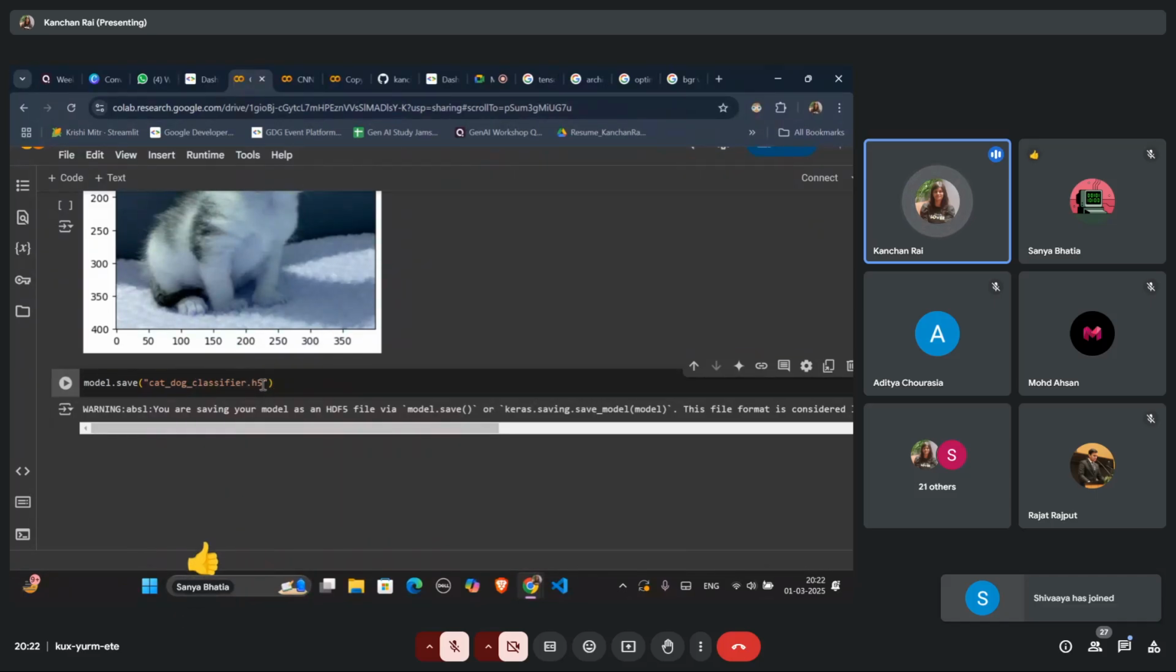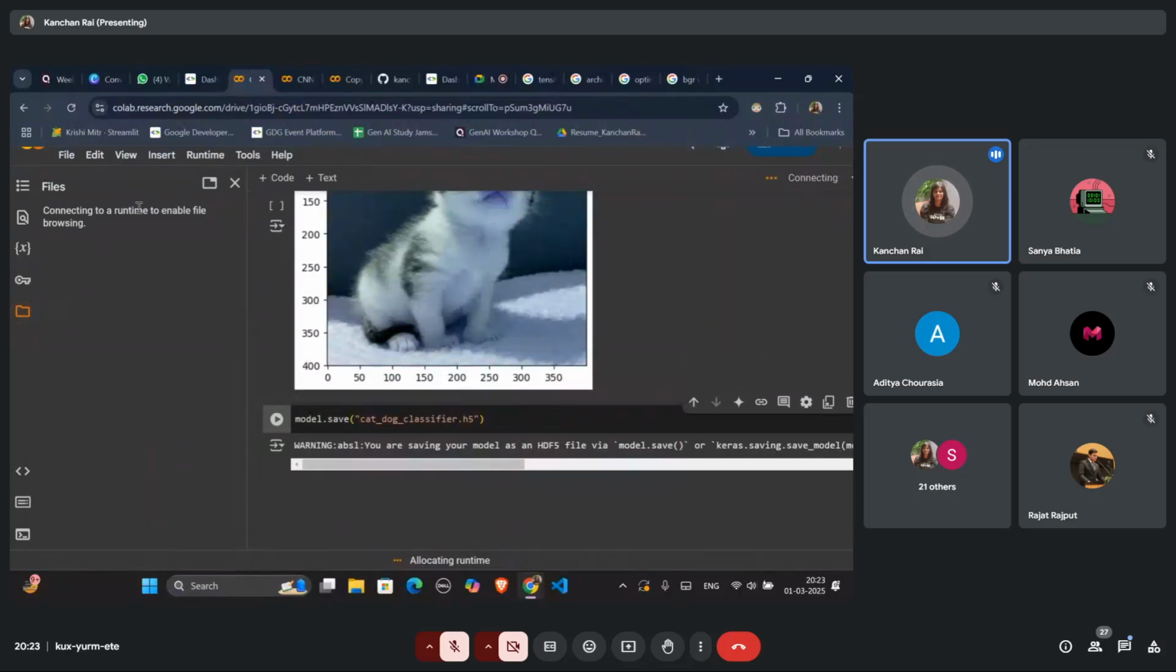cat.classifier.h5. If you remember the previous session where you made the placement package predictor, there the model extension was .pkl or .sap. Yeah. In TensorFlow, models or image models are usually stored in .h5 format. This model was like 0.2 GB something. What you can do is, I think it was saved here.